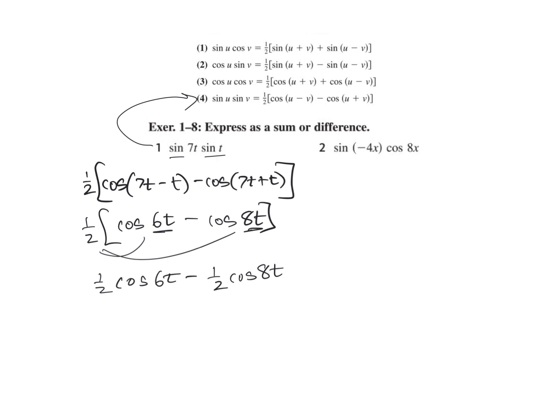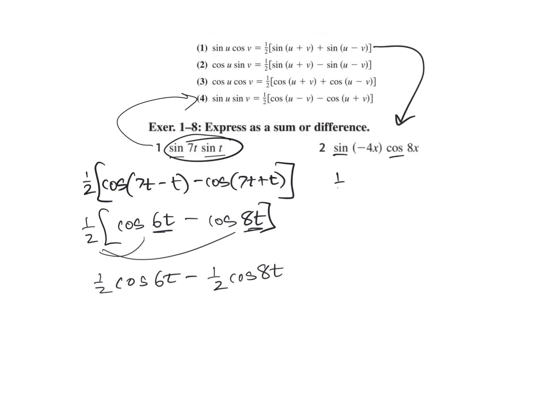Now you don't know what t is yet. This is just simplifying, going from a product to a sum. In this case, it'd be a difference. All right, number 2, we'll go faster after this slide. We have sine times cosine. All right, so that's number 1 here.